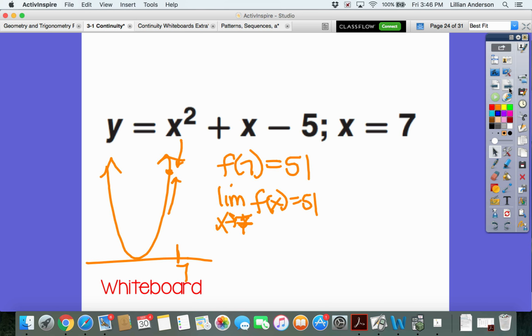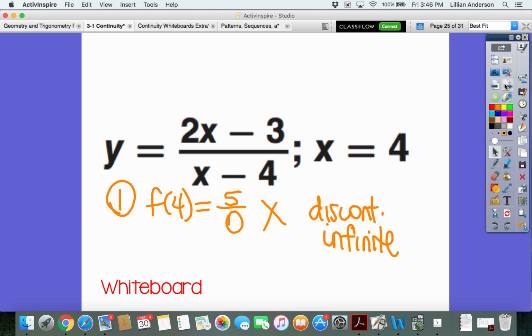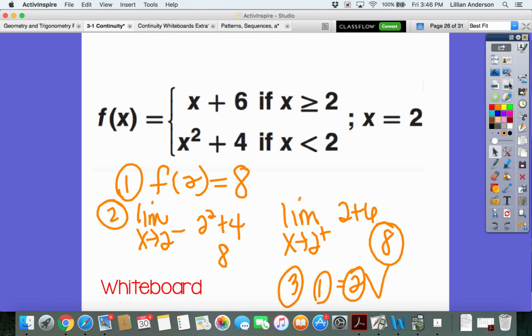Another quadratic, remember quadratics look like a U, is continuous, so that means that f of 7 is defined and that y value is 51, which means that as you're approaching 7 from the left-hand and the right-hand side, it's going to be 51. So all quadratic functions and absolute value functions, your parent functions, the ones that we talked about, are going to be continuous functions. This one over here, when you try to determine if f of 4 is defined, when you plug in 4, you get 5 over 0, which means that it's not continuous. So it's discontinuous, and the type of discontinuity is infinite. Vertical asymptote whenever you have 0 on the denominator.